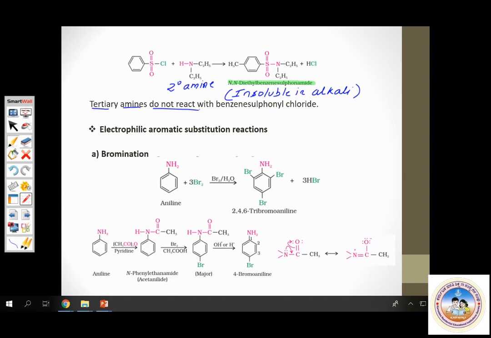Bromination, like how any other aromatic compound will undergo electrophilic substitution reaction. Aniline, also being aromatic, will undergo those reactions. The NH2 group is a highly activating group because of its plus R effect. Therefore, highly activating.